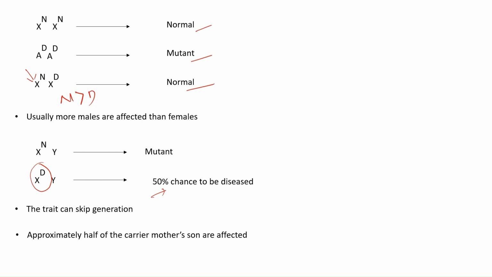Approximately half of the carrier mother's sons are affected. Why so? Because a carrier mother has two X chromosomes, one normal and one diseased. So in the next generation, when the normal allele combines with Y, the son will be normal, and when the diseased allele combines with Y, the son will be diseased. One son will be diseased, one will be normal. So that means 50%.